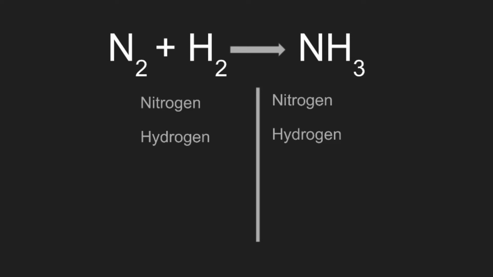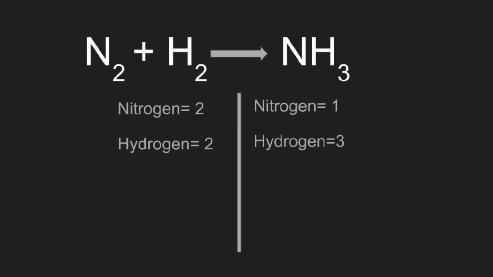According to the law of conservation of mass, there must be the same amount of nitrogen and hydrogen atoms on each side of the equation. Let's check to see. There's 2 nitrogen and 2 hydrogen on the reactant side, but on the product side there's 1 nitrogen and 3 hydrogen. This violates the law of conservation of mass.